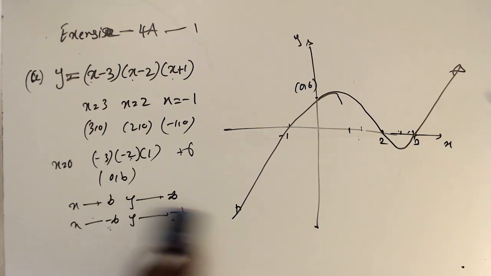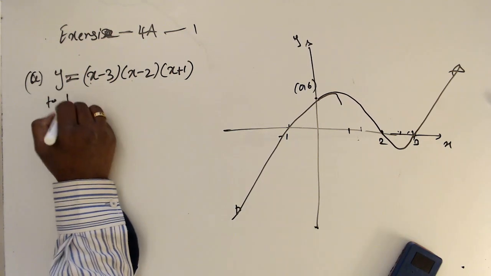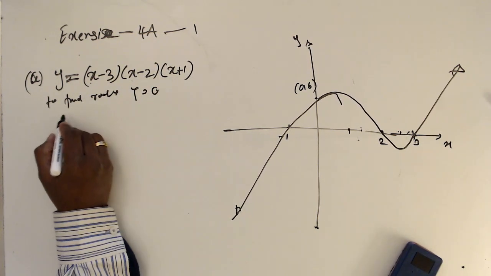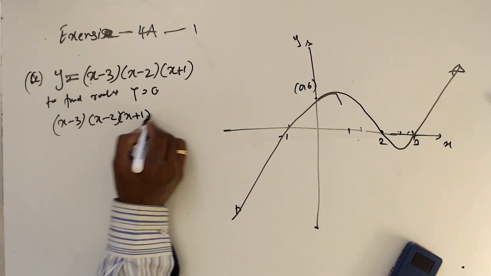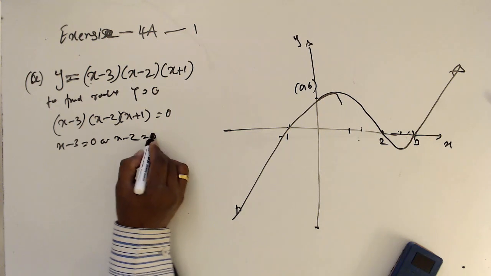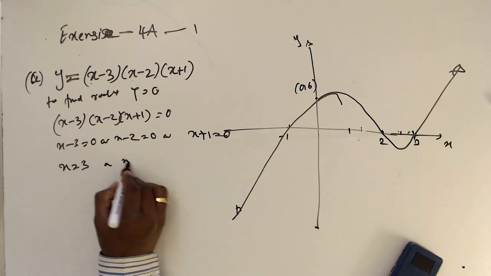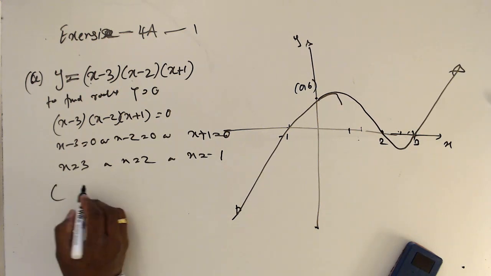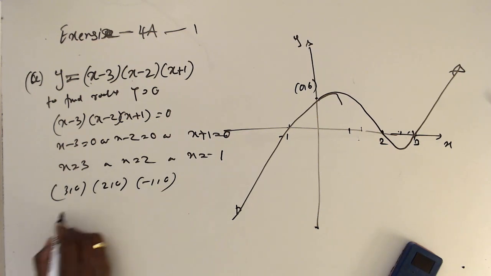Now let's give the presentation. How do you do it? To find roots, y equals 0. Then you have to write (x minus 3)(x minus 2)(x plus 1) equals 0. x minus 3 equals 0, or x minus 2 equals 0, or x plus 1 equals 0. x equals 3, or x equals 2, or x equals minus 1. Then the coordinates are (3, 0), (2, 0), (-1, 0).